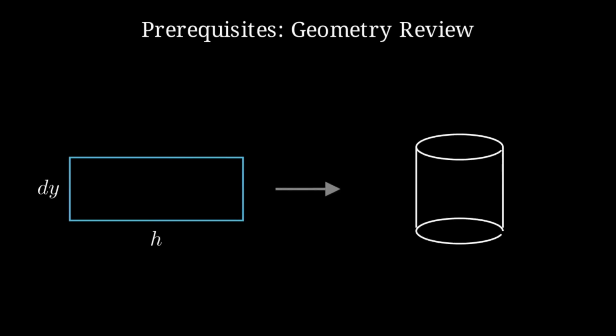If we unroll a thin cylindrical shell, it becomes a rectangular prism. Its length is the circumference, 2 pi r, its height is h, and its thickness is the differential change in our variable. Understanding this flattened shape is the key to building our integral.